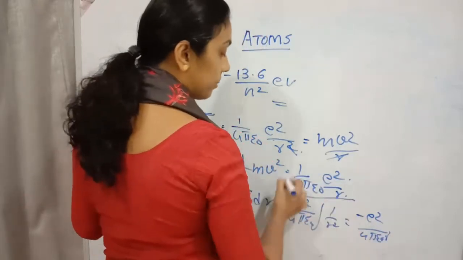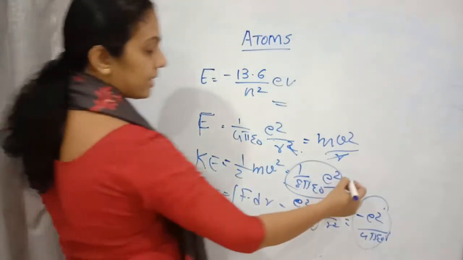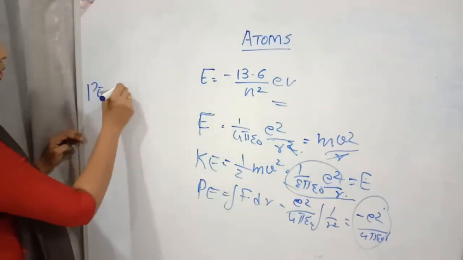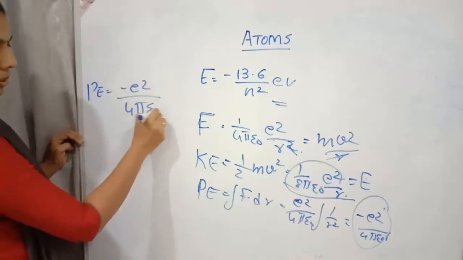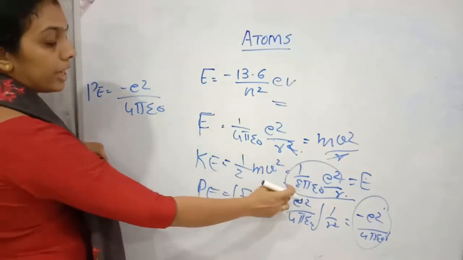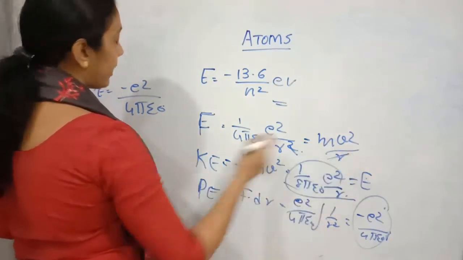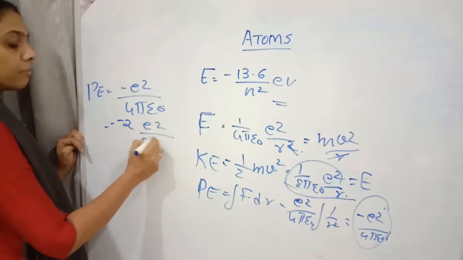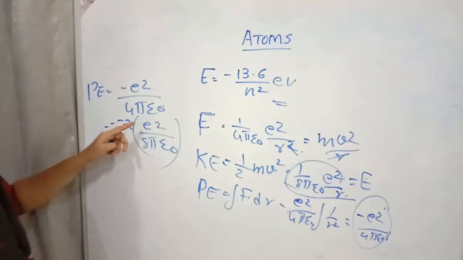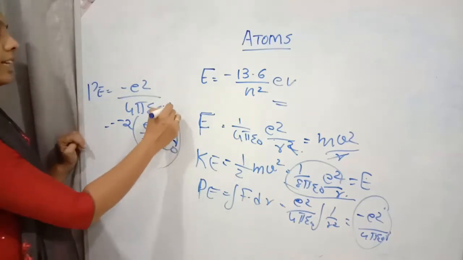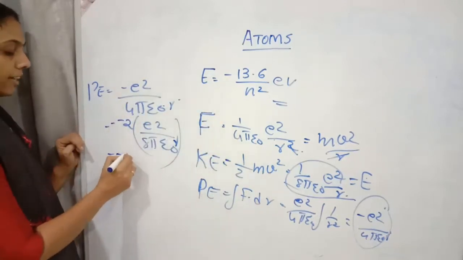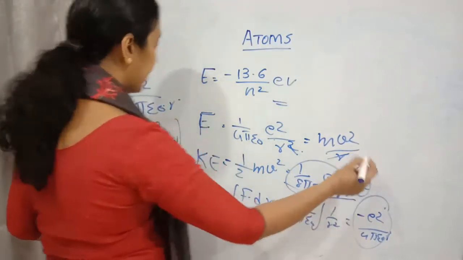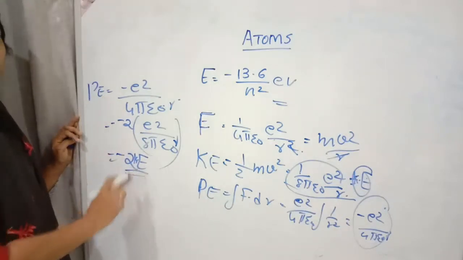Can you find any relation between these two? Considering the kinetic energy as E, which is 1 by 8 pi epsilon 0 e square by r, the potential energy is minus e square divided by 4 pi epsilon 0 r, which is minus 2 into e square divided by 8 pi epsilon 0 r. So 1 by 8 pi epsilon 0 e square by r is the kinetic energy, and the potential energy will be equal to minus 2 into the kinetic energy.